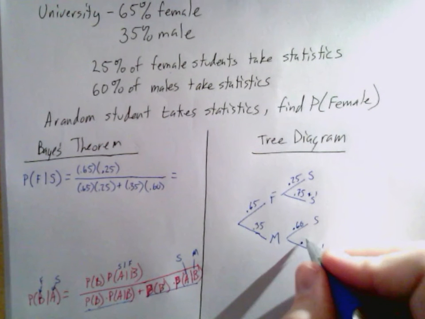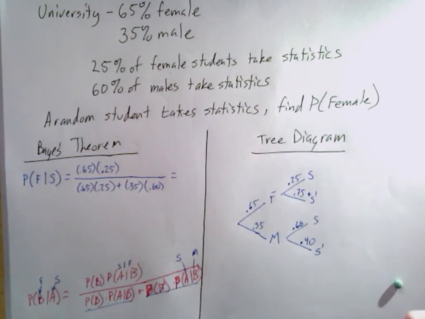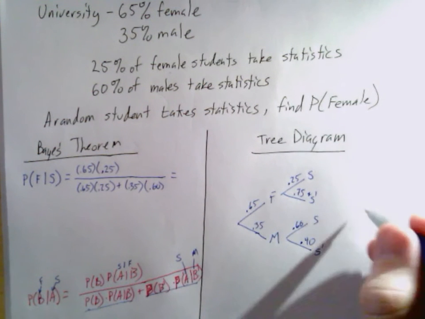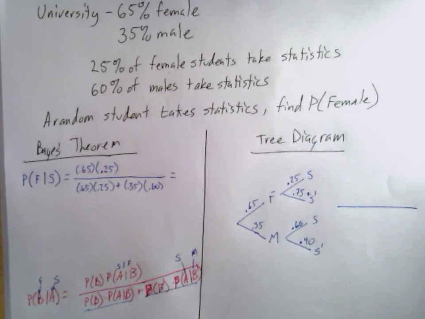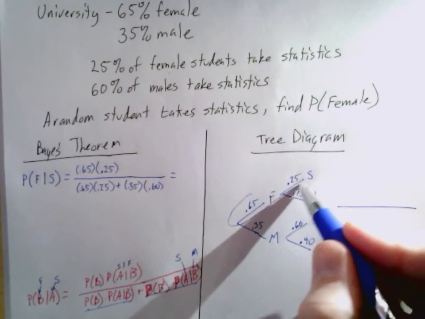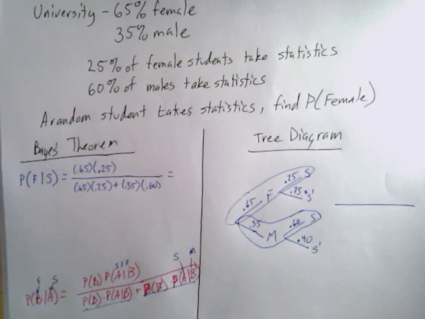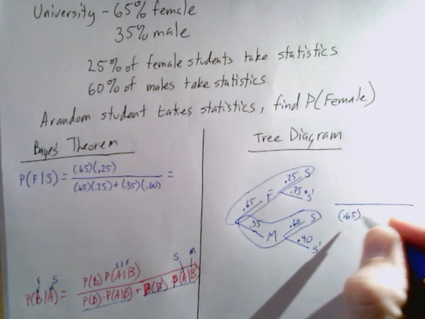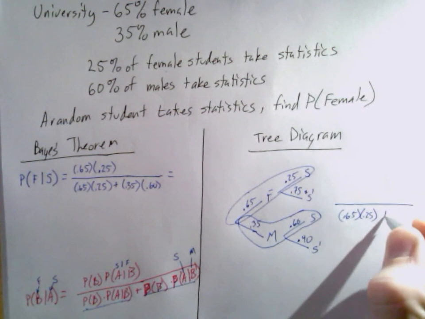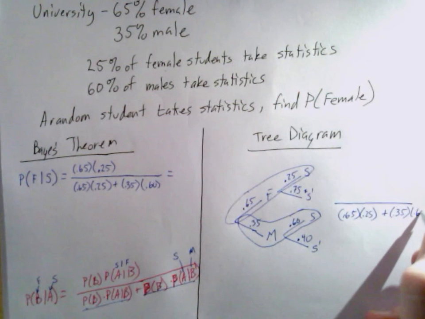So if I want to find, for a random student who takes statistics, the probability that they're female, first I need to find the total number of students that take statistics. Well, the total number of students that take statistics would be this plus this right here. So that's the total number taking statistics. That would be 0.65 times 0.25, and then add on the 0.35 times 0.60. And then I want to find the probability that they're female.